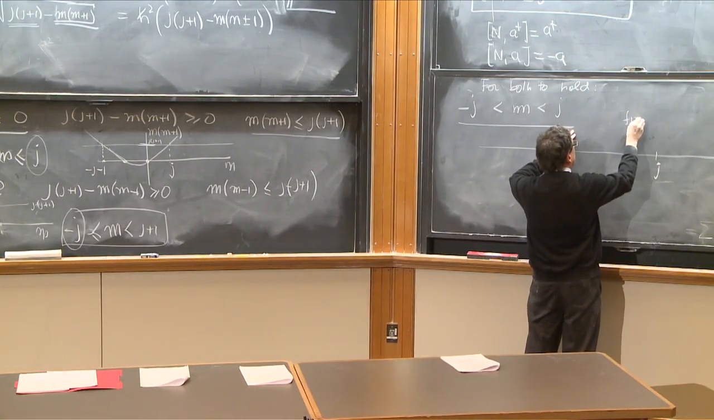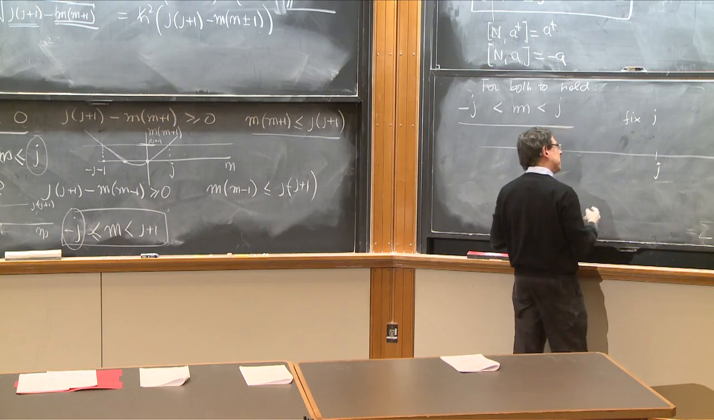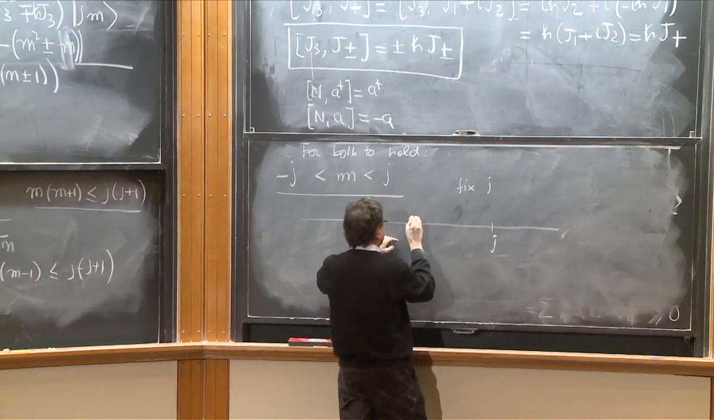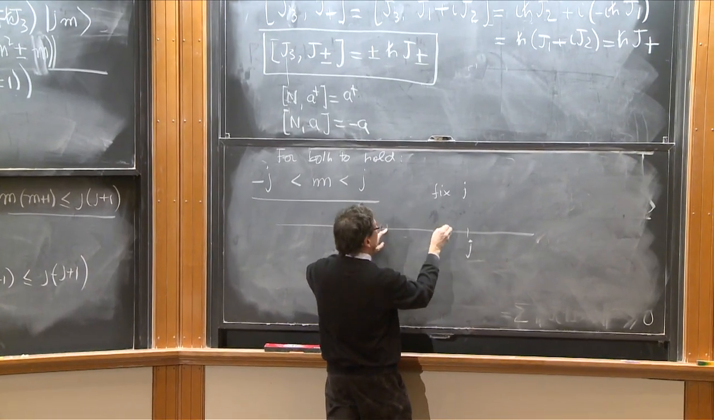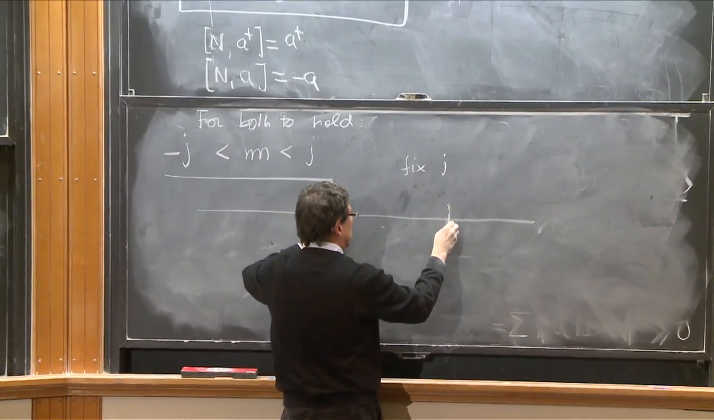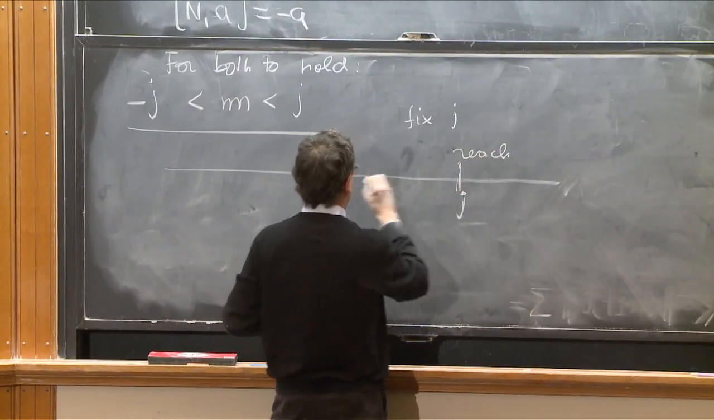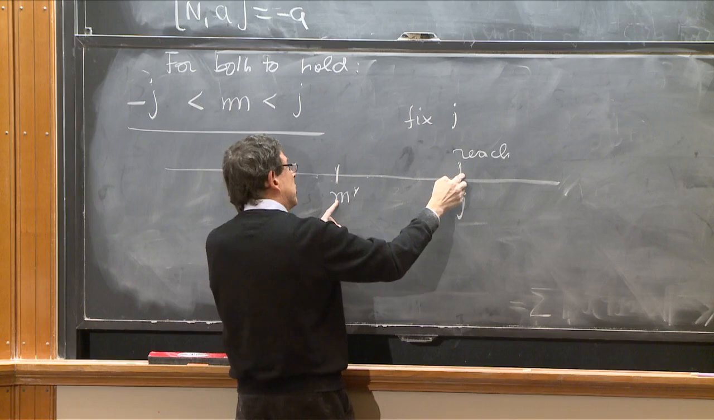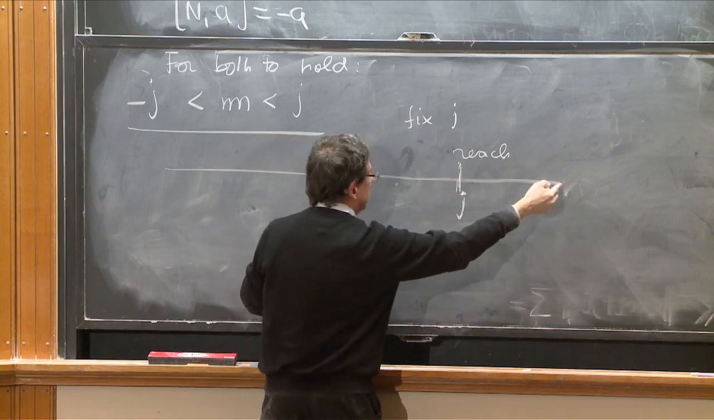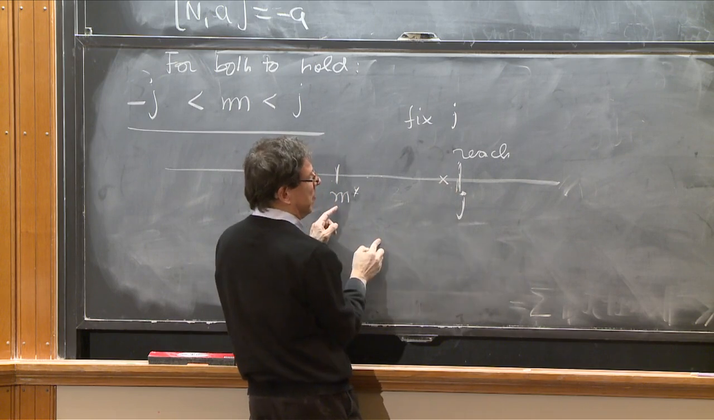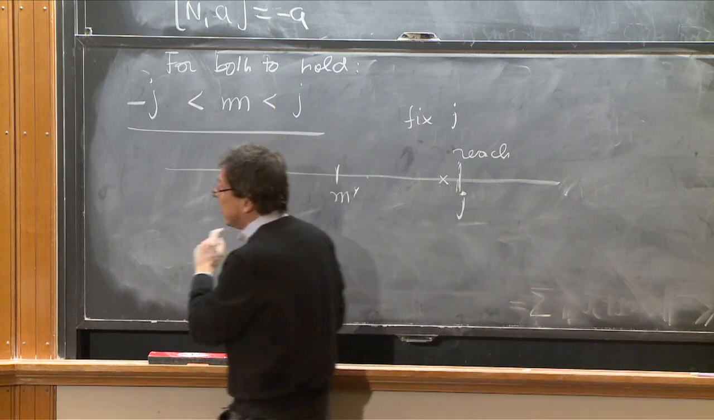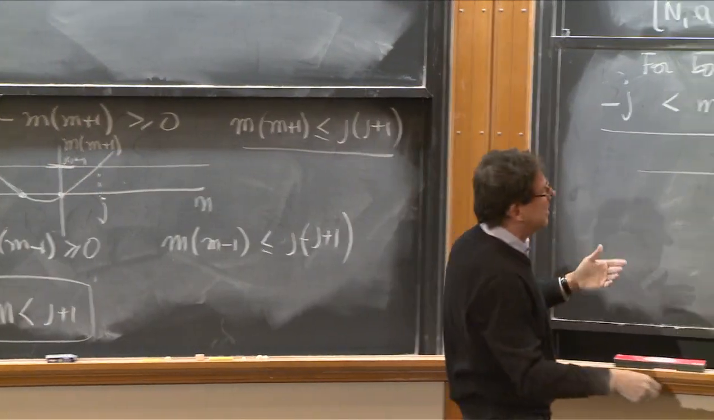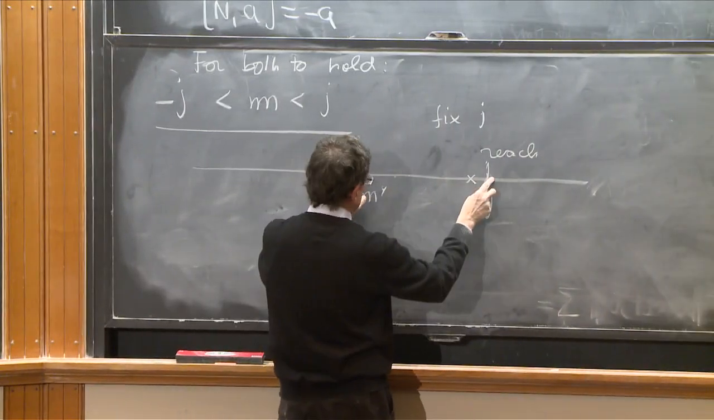So you fix j, and you try to think what m can be. And m has to reach the value j. So m at some point, whatever m is, you add 1, you add 1, you add 1, and eventually you must reach the value j. Reach with some m prime. You should reach the value j so that you don't produce another state that is higher. If you reach something before that, that state is not killed. This number is not equal to 0. You produce a state, and it's a bad state of bad norm. So you must reach this one.